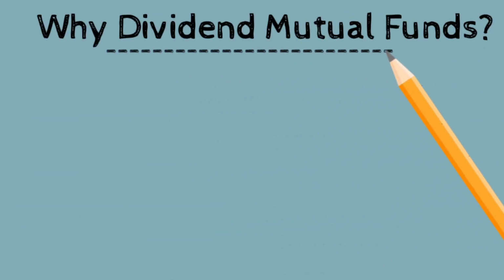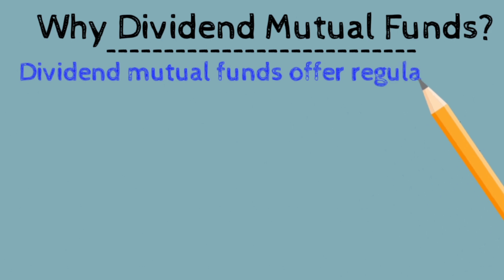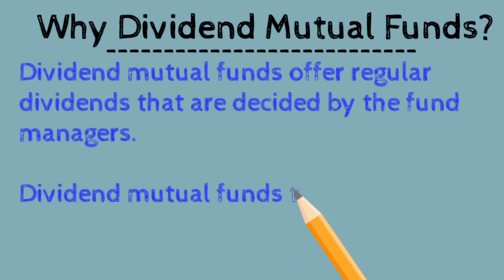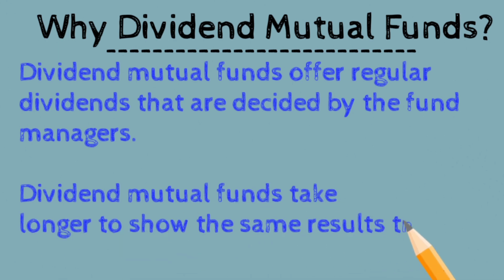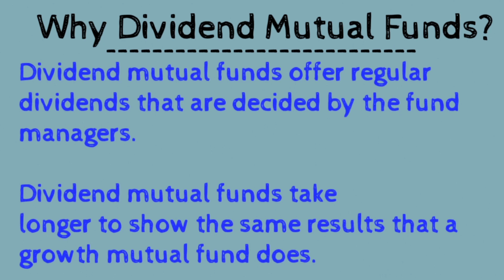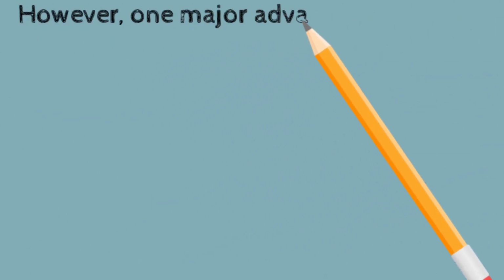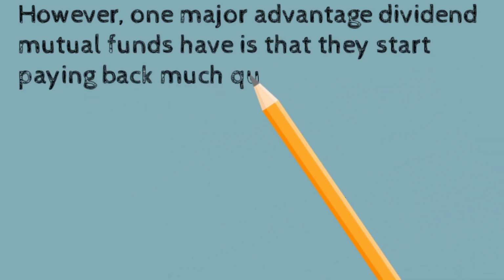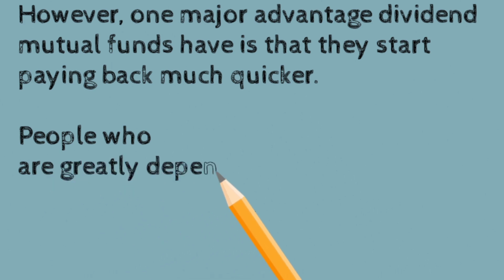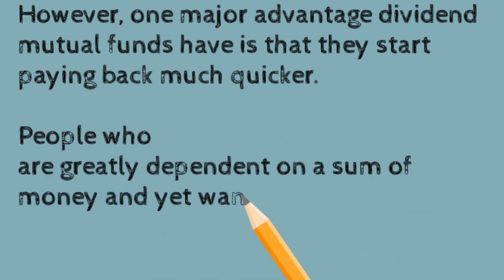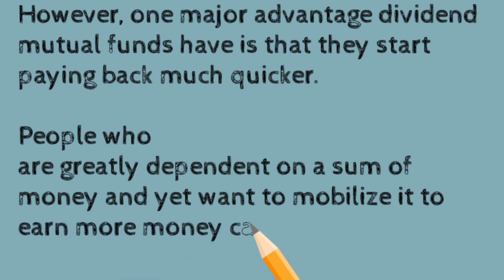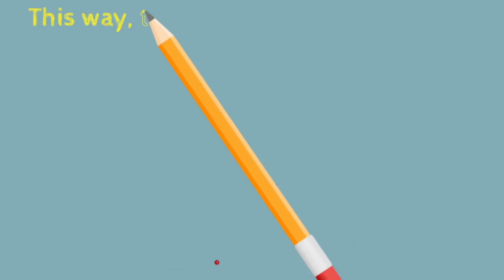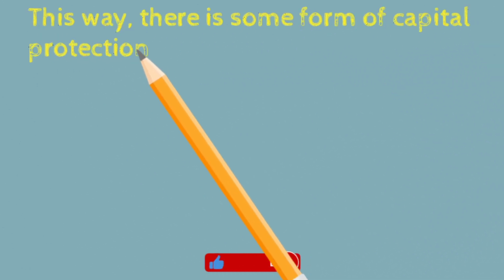Why dividend mutual funds? Dividend mutual funds offer regular dividends that are decided by the fund managers. Dividend mutual funds take longer to show the same results that a growth mutual fund does. However, one major advantage dividend mutual funds have is that they start paying back much quicker. People who are greatly dependent on a sum of money yet want to mobilize it to earn more money can opt for dividend mutual funds. This way, there is some form of capital protection while still getting regular dividends.